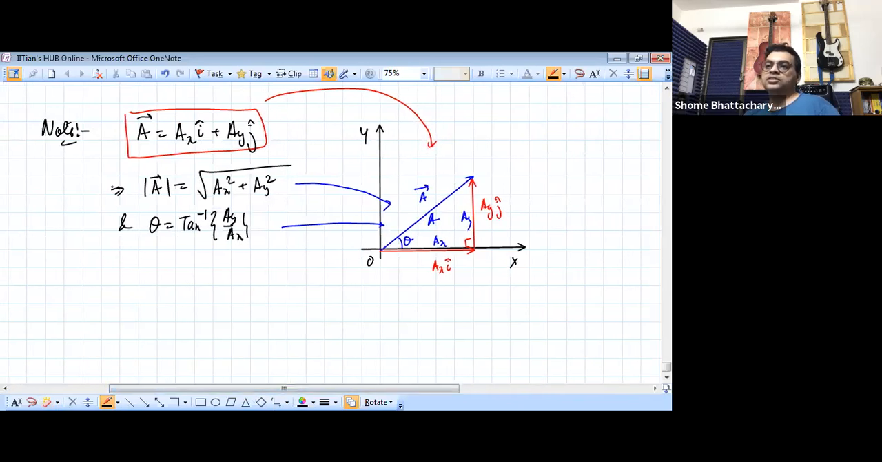Okay, so this is where we'll conclude today. So this is the first thing we've learned about component algebra.